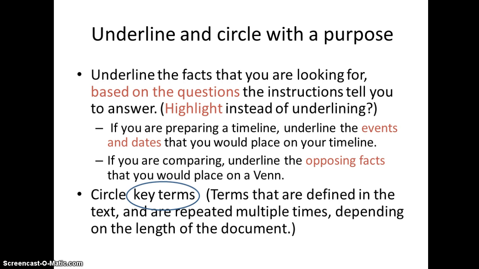And go through and circle key terms that you need to know. These are things that are defined later on, or that are repeated multiple times. And these are things that you need to understand in order to understand the article. If you don't understand those terms, you need to look them up.